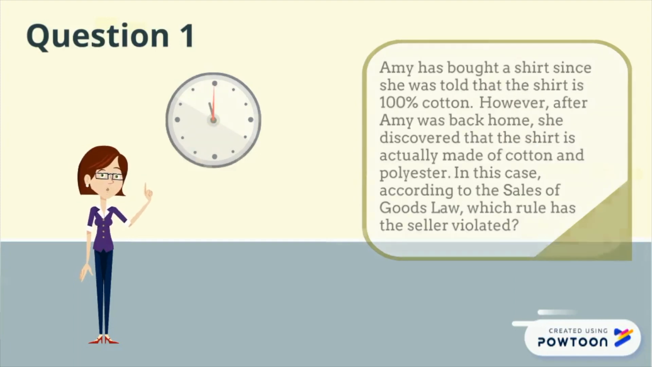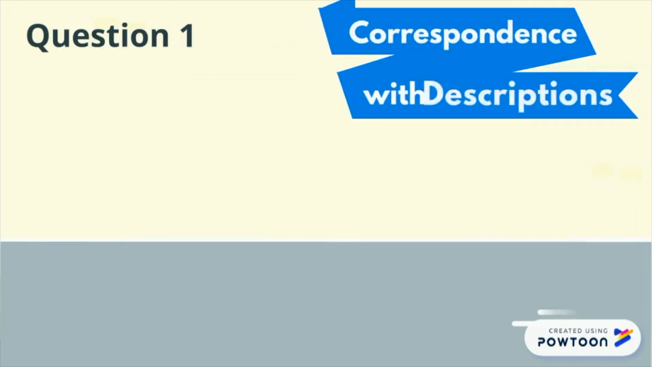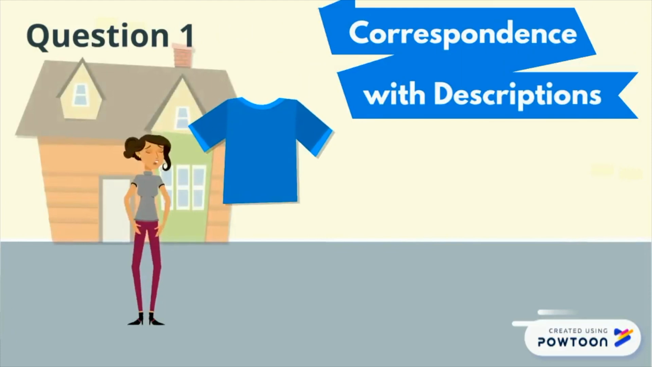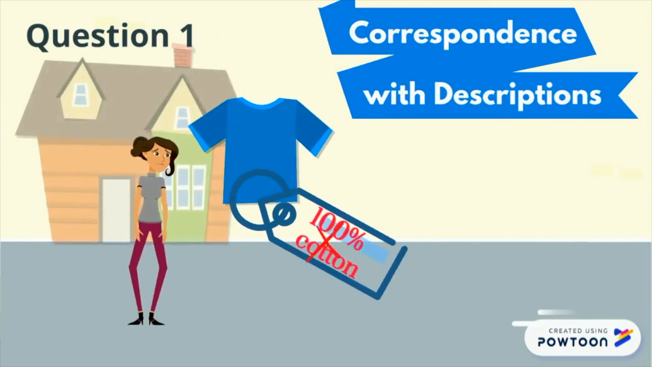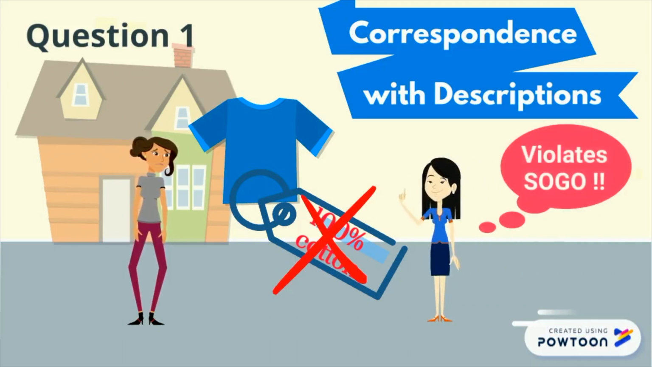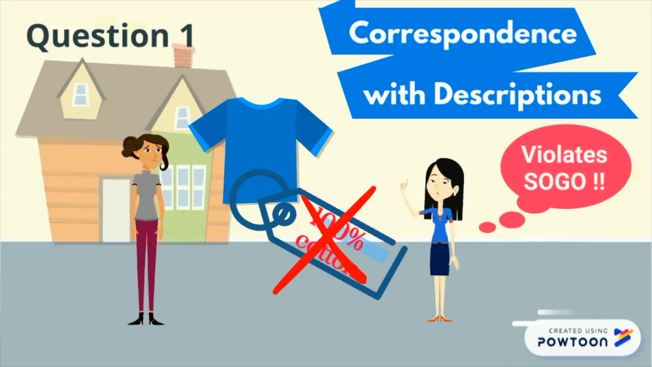Time's up! The answer is correspondence with description. As the product material of Amy's shirt is not the same as described by the seller, which is made up of 100% cotton. In this case, the seller has violated the correspondence with description.